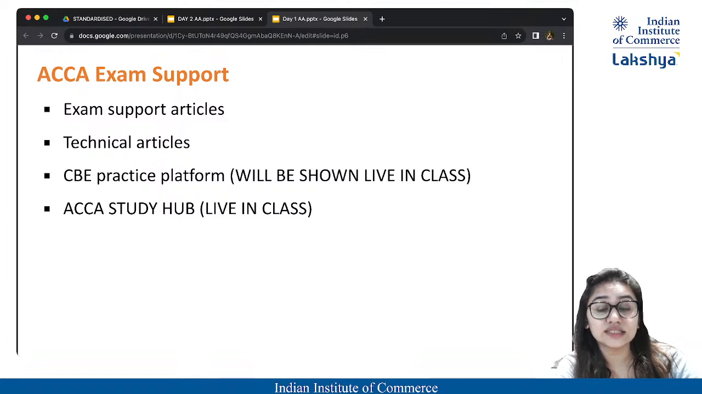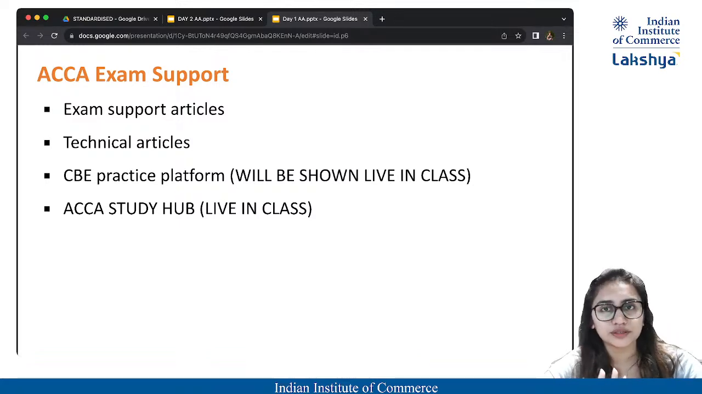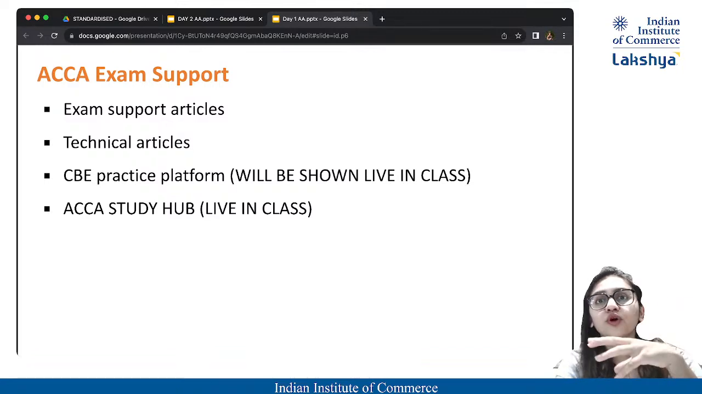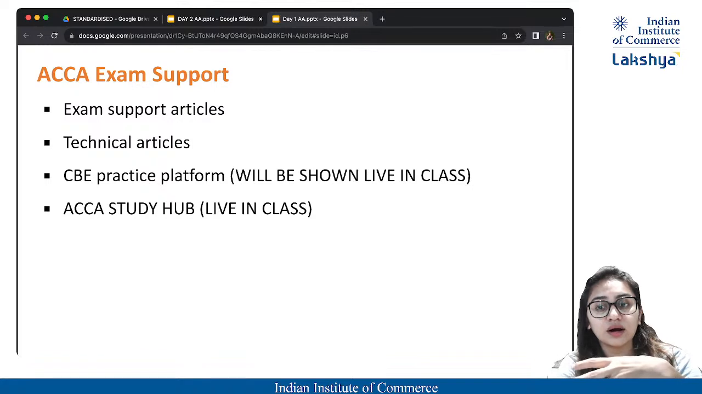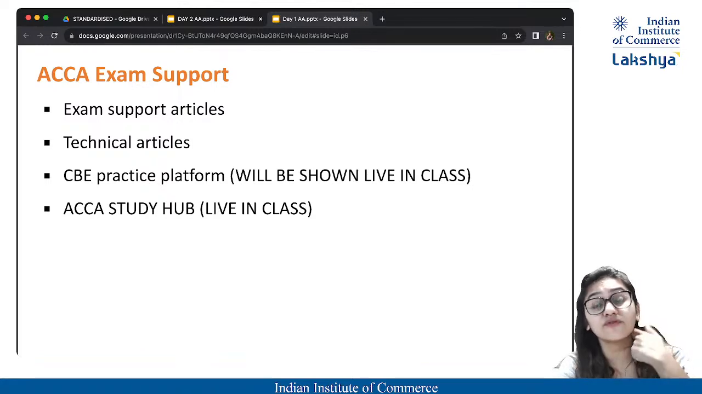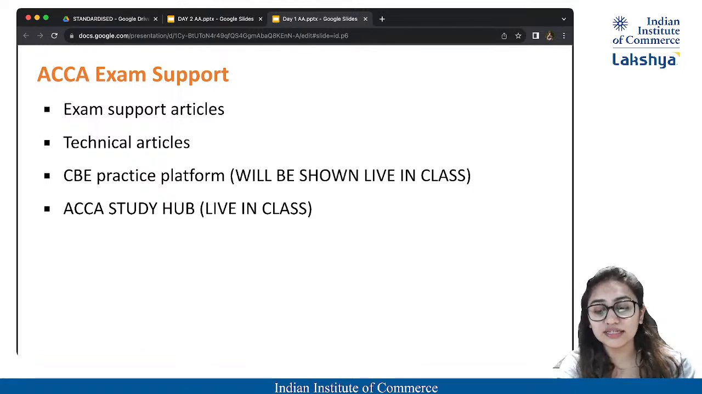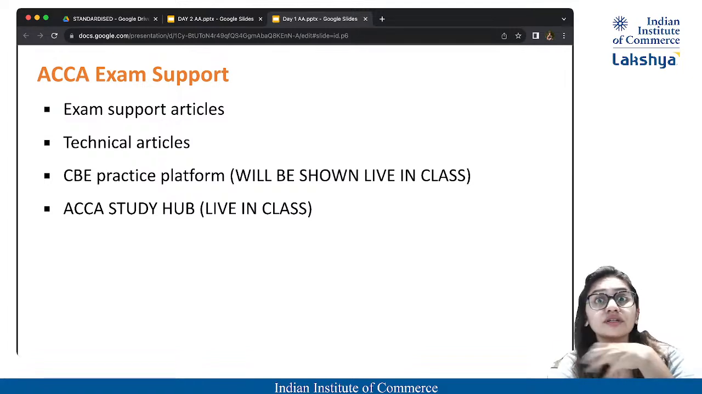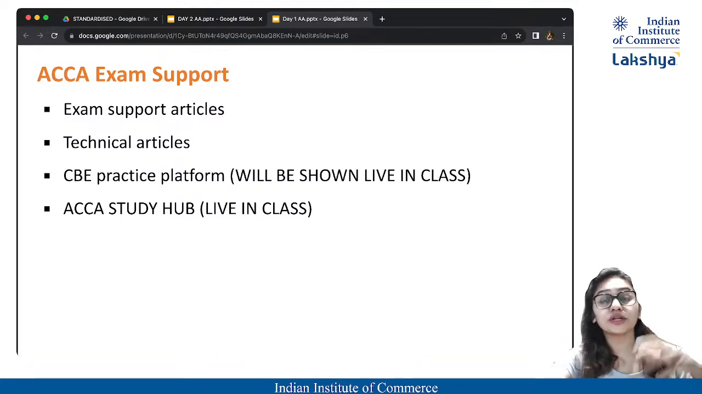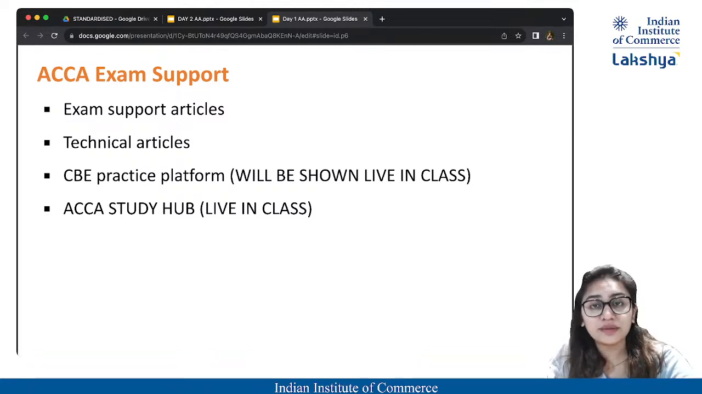And ACCA study hub. Now in the previous slide also I spoke about the ACCA study hub, right? I spoke about how to use the ACCA study hub. We are going to do it in the coming classes. I will show you how to log into your My ACCA account, how to use the ACCA study hub for various things that I explained. I said you can use it for MCQs and I really loved it. I would have loved it, if it was introduced a few years back. So, you can mark the MCQs there itself. What can be better than that?